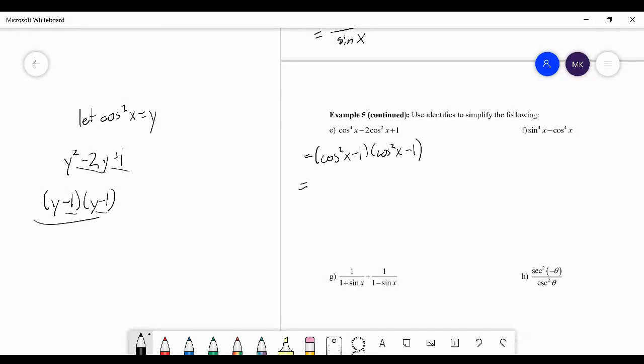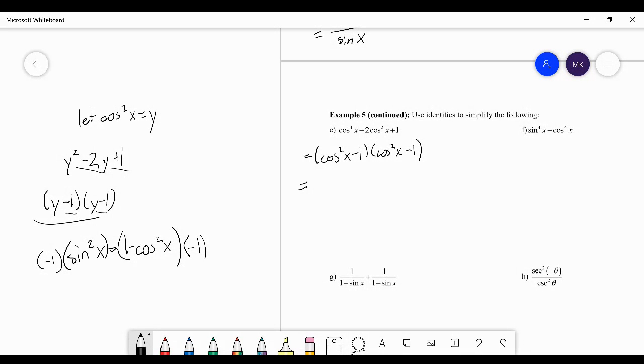What's cosine squared x minus 1? That's almost like sine squared x, but the problem is sine squared x is 1 minus cosine squared x. So the signs are flipped. How do I flip a sign? Okay. So if sine squared x is 1 minus cosine squared x, what if I multiply this whole side by negative 1 and I multiply this by negative 1? I just multiply by negative 1 both sides.